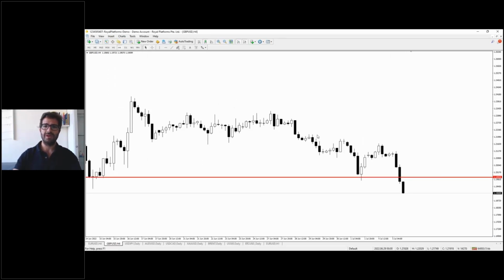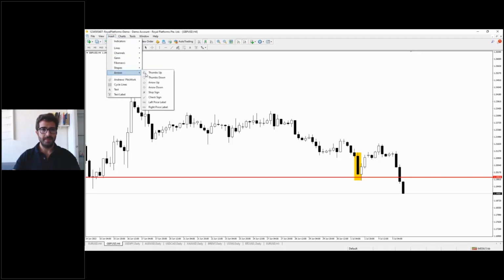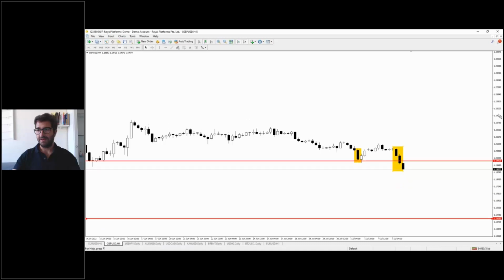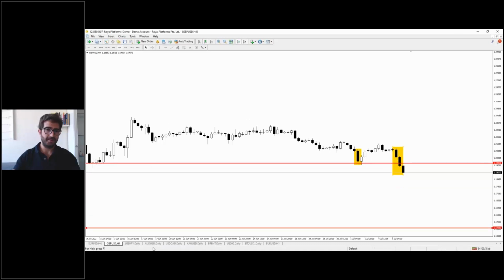Okay, so for now nothing suggests that the buyers are about to take control of the market. On the contrary, we have big bearish bars that we can see here, big bearish bars even here. So this is a really healthy downtrend. We cannot see any signal that the market is about to reverse or move higher.